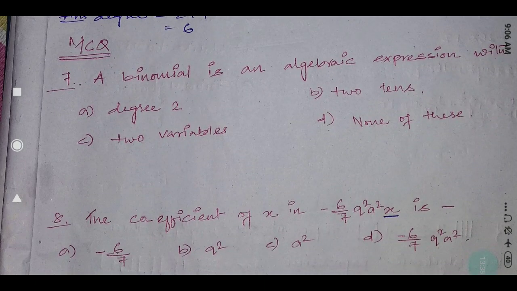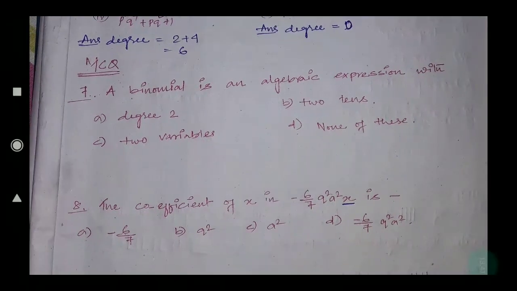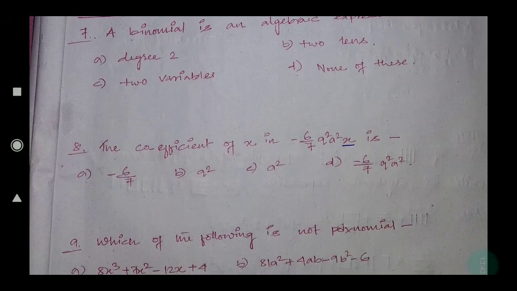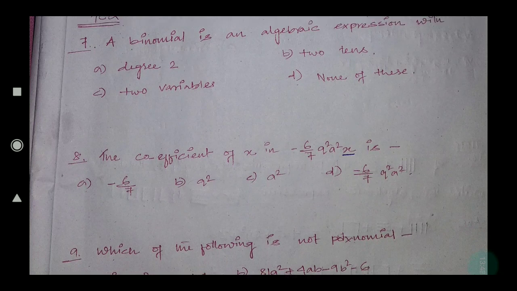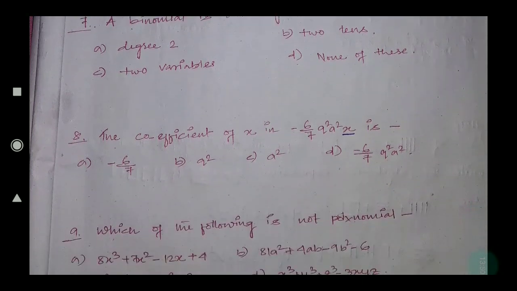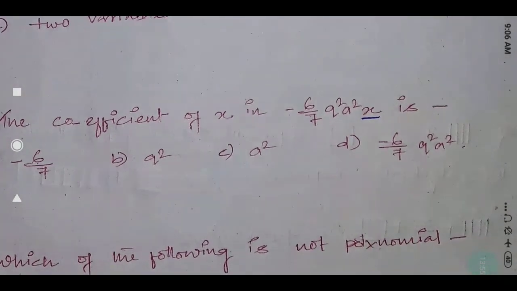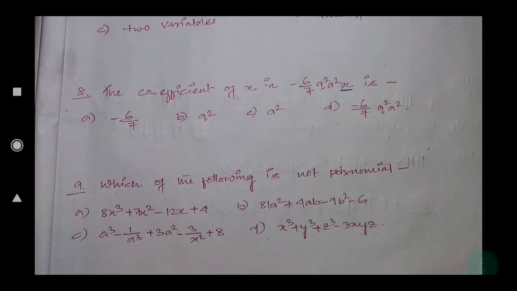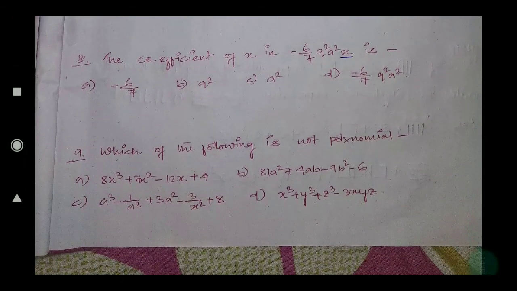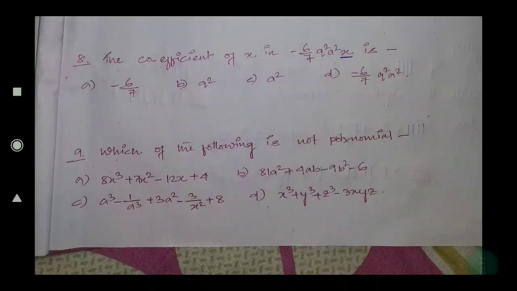7 number C. A binomial is an algebraic expression with how many terms? The coefficient of x in minus 6 by 7 q x square a square x. So for the coefficient of x, put your finger on x and you will get the coefficient. Which of the following is not a polynomial? You identify it by yourself.